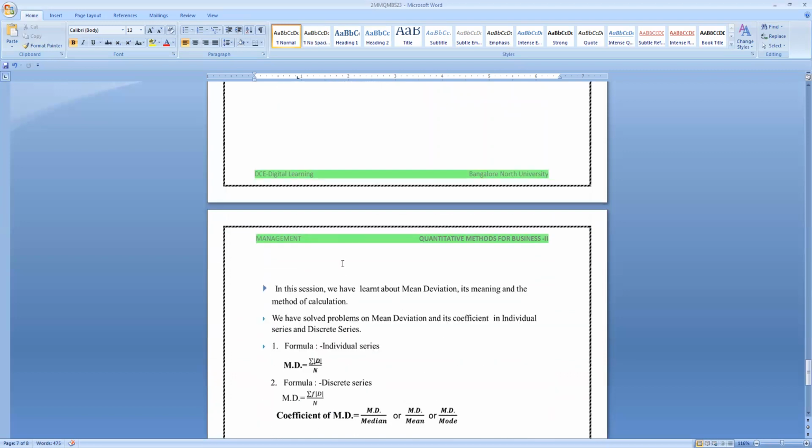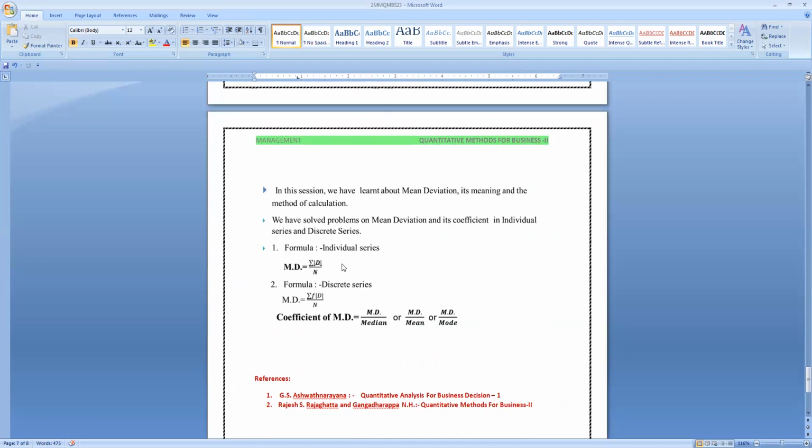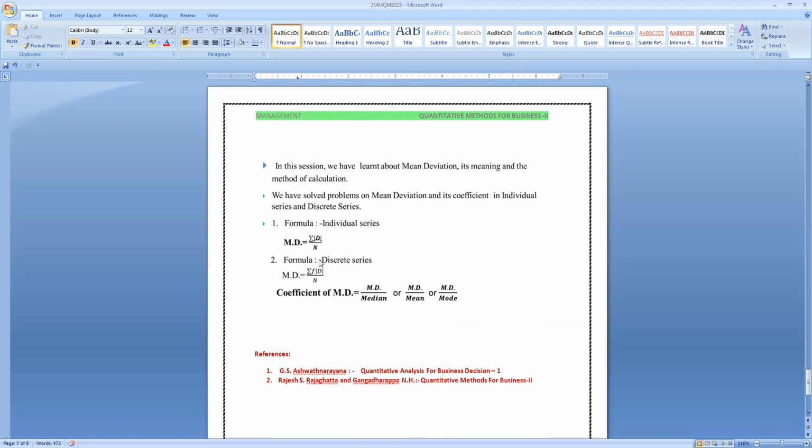So this is how we have to calculate the value of mean deviation in case of individual and discrete series. In individual series, the mean deviation is sigma d by n, but in case of discrete series, mean deviation is nothing but sigma fd by n. But for the calculation of coefficient, the same average to which we have done the deviations has to be used in both individual and discrete series. That is, if mean deviation is done by median, divide by median, or if by mean, mean deviation divided by mean, or by mode, mean deviation divided by mode.